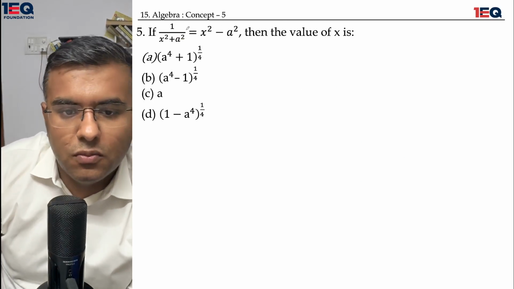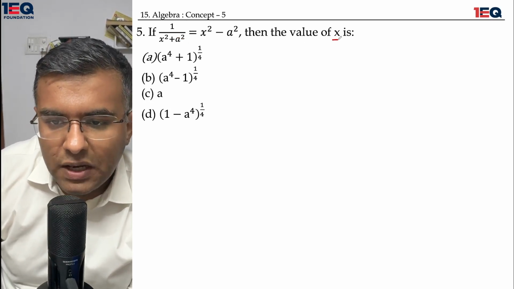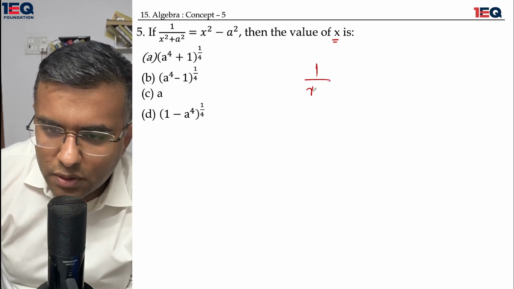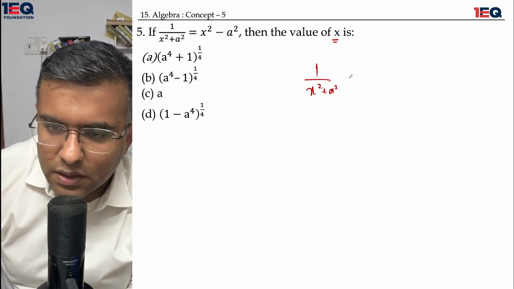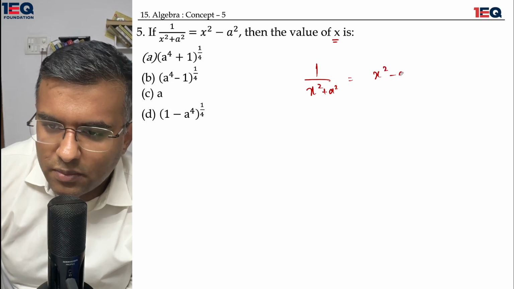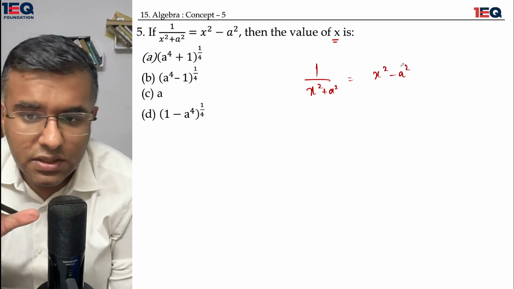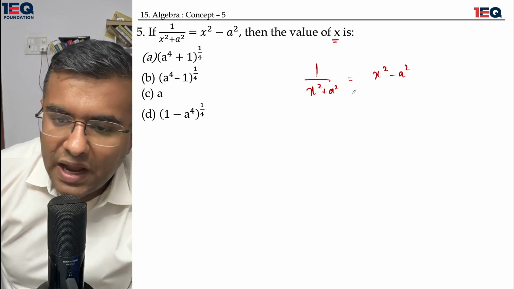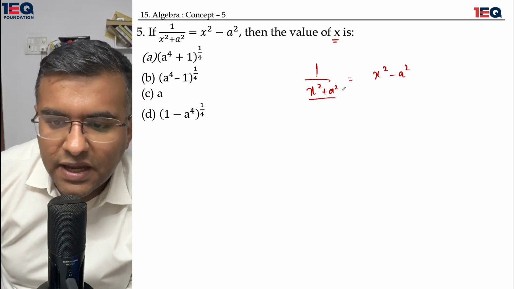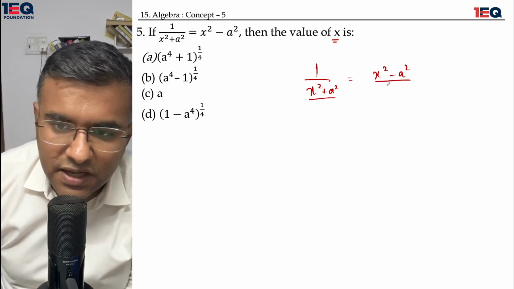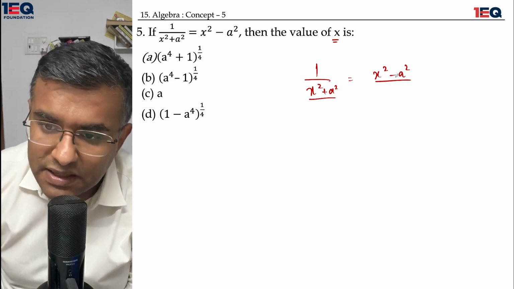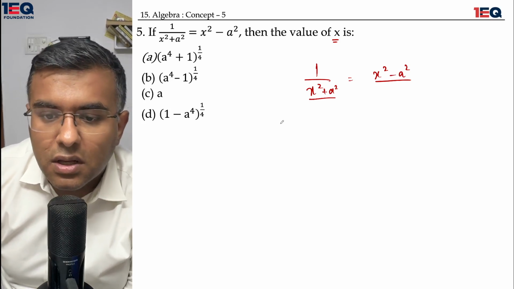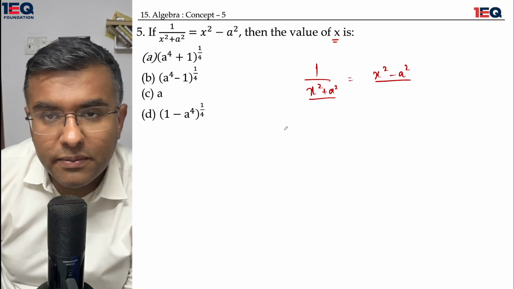So what do we have over here? They're asking me the value of x and there is an equation which is already given to us. It says that 1 upon x square plus a square is equal to x square minus a square. From this equation, I need to find out the value of x. So what do I do about it? I can see that these are two terms a and b, and these are also two terms a and b. There is a plus sign here and a minus sign here. When I multiply them together, I achieve a square minus b square.